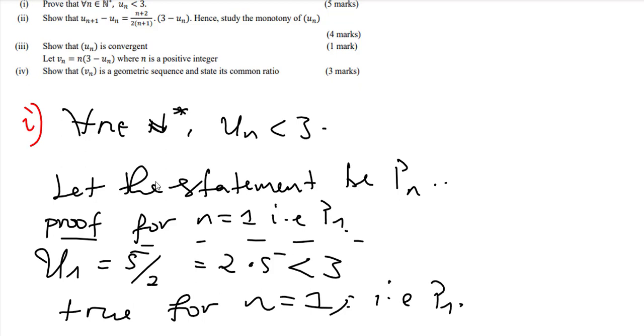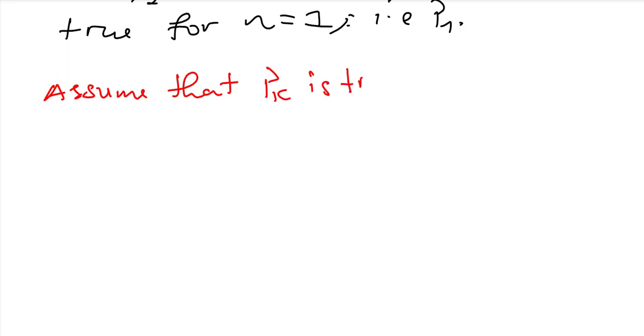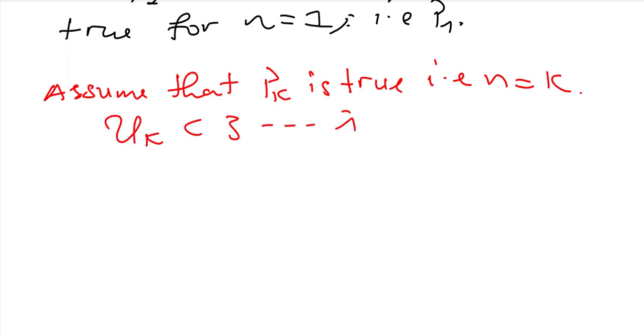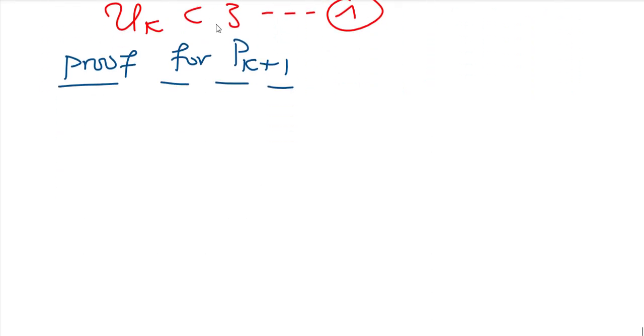Next we are going to use the induction hypothesis. We assume that pk is true, that is, when n is equal to k, we have that uk is less than 3. We'll call this equation 1, the induction hypothesis. Now we are going to prove for pk+1, which means we are proving for n equal to k+1.